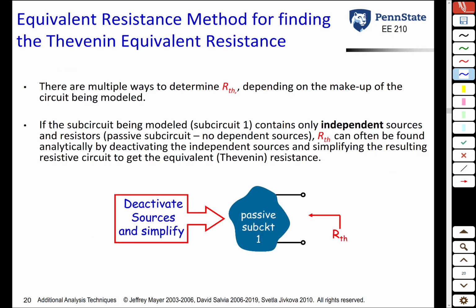So one of the easiest ways to find our Thevenin is what we call the equivalent resistance method. If the subcircuit that you're modeling, what I'm calling subcircuit 1, contains only independent sources and resistors, so the key words, it contains only independent sources and resistors, you can often find our Thevenin analytically by just setting all the voltage and current sources equal to 0 and simplifying the resulting resistive network to get the equivalent Thevenin resistance. So we're going to do an example with this approach first.